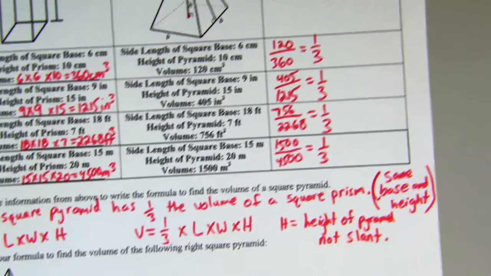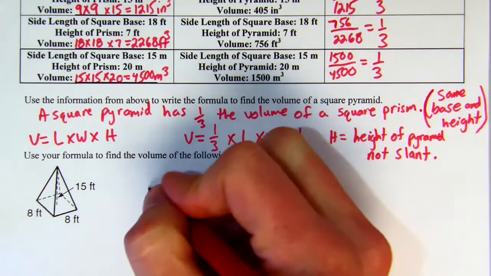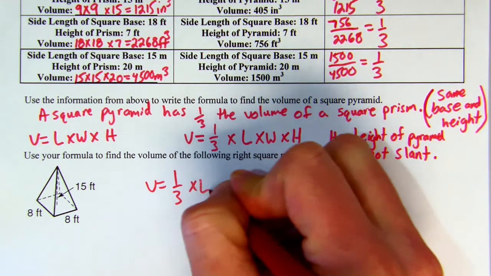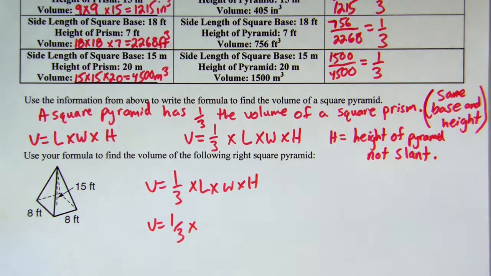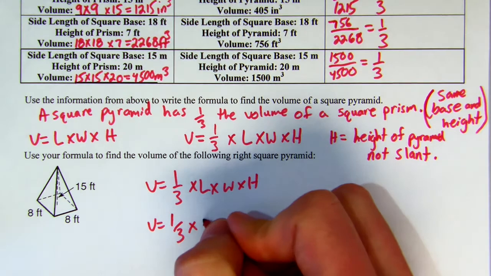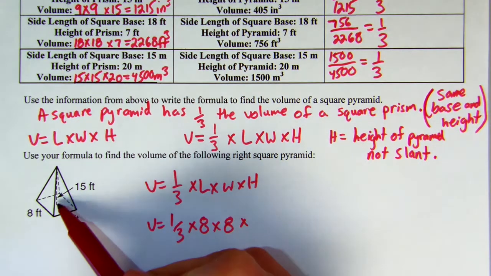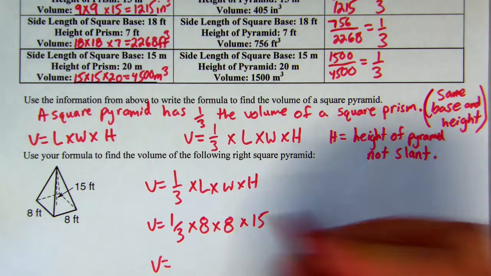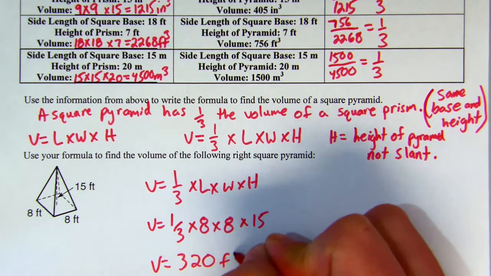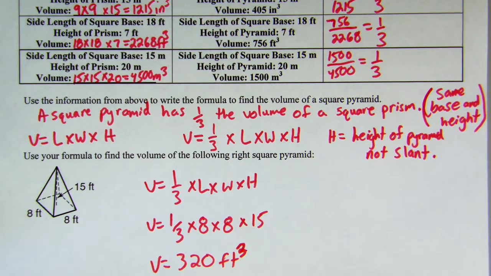Okay. Alright, so we're going to use that formula to find the volume of our next problem here. I'm going to write it again. Volume is equal to 1/3 times length times width times height. And so volume is equal to 1/3 times my length. The length of my base is going to be 8. The width of my base is going to be 8. And the height of my pyramid, from the center to the point, is 15. I plug that into the calculator, and I get an answer of 320 feet. Oops, should be cubed, not squared. So that is the volume of my square pyramid.